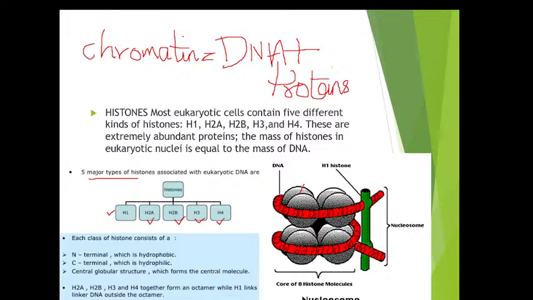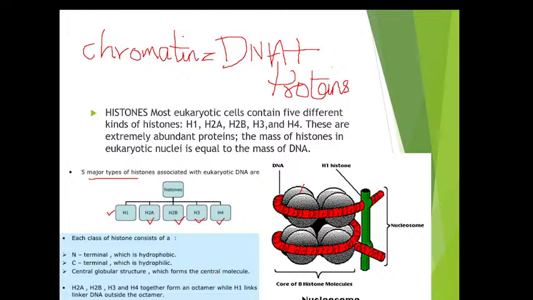Why? This basic amino acid helps in binding strongly to the negatively charged DNA. The DNA is negatively charged. So, the basic amino acids in the histones help in the close interaction of histones and the DNA. So, histones are unique proteins found in eukaryotes. What is the function? The DNA is wound around the histone proteins.